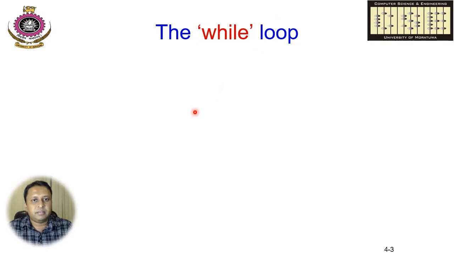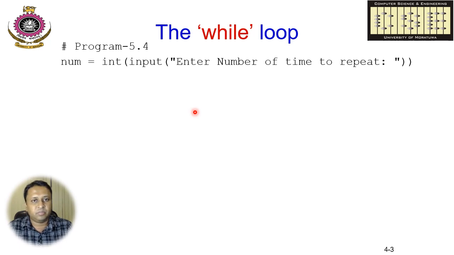Here we are looking at an example of a while loop, a sample implementation, a very simple one. The first line of our program is taking input as a number, "enter the number of times to repeat". It's converted to an integer and assigned to a variable named num. And then in the next line, we introduce the while loop. The while keyword is there and the condition.